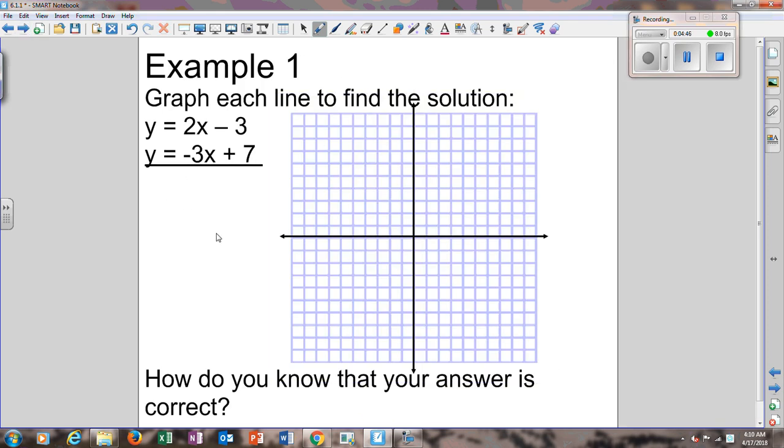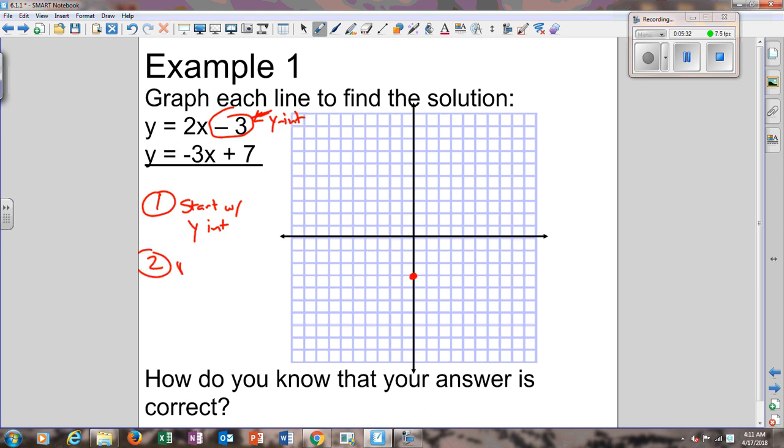Okay, example 1. Graph each line to find the solution. So the first one is y equals 2x minus 3. For those of you who don't remember how to graph still, we start. Step 1, start with y-intercept. And then because I'm a nice guy, I'm going to point out what the y-intercept is first. You're welcome. Okay, so that's -3, which means we go down 3 on the y-axis and make a dot.